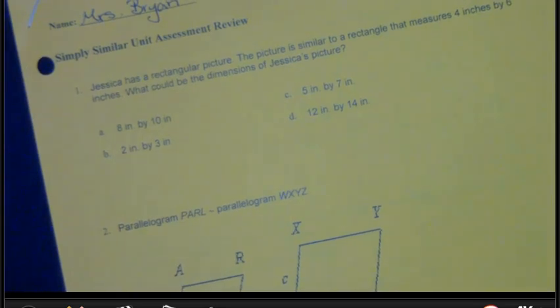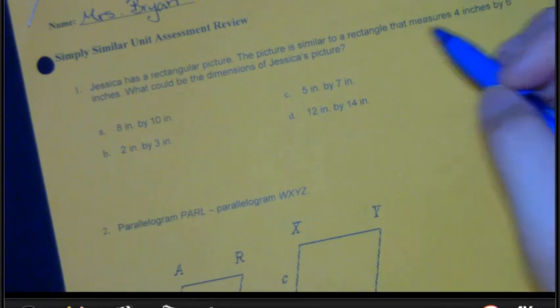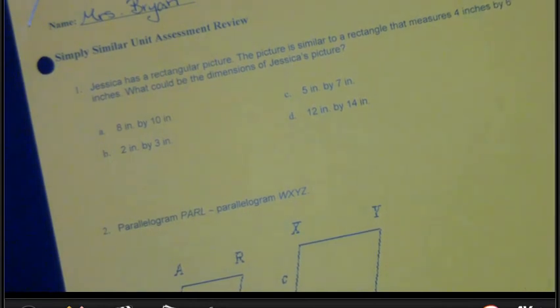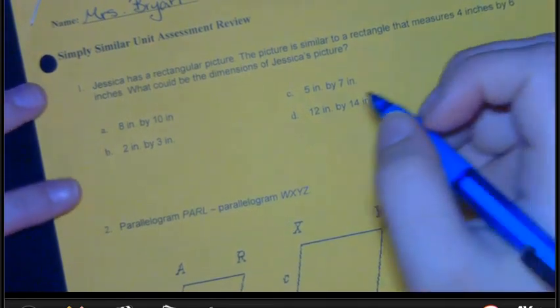Guys, if you would please grab out your Simply Similar Unit Assessment Review, and we're going to walk through step by step each of the questions on our review here. So we're going to start with number 1.